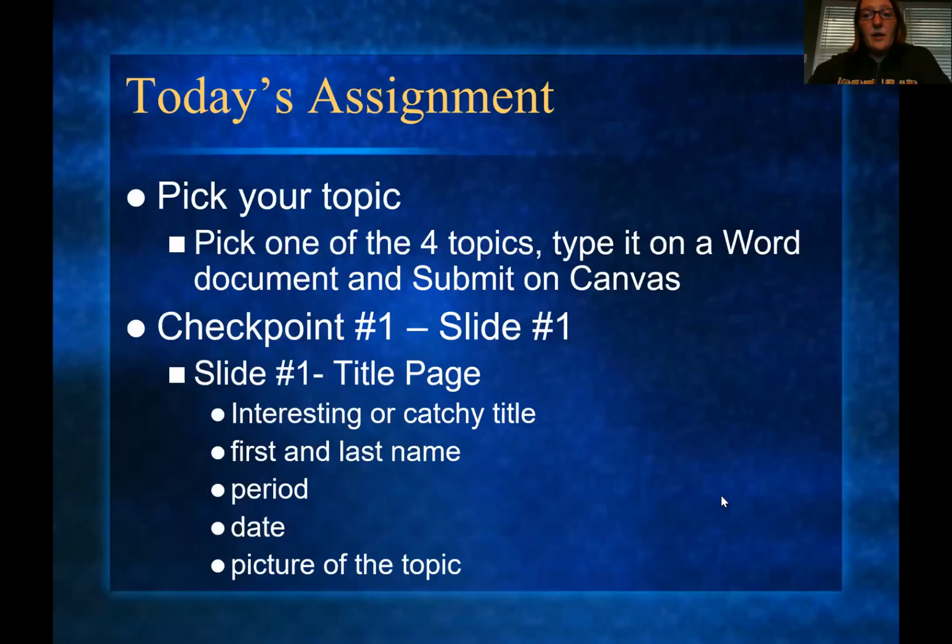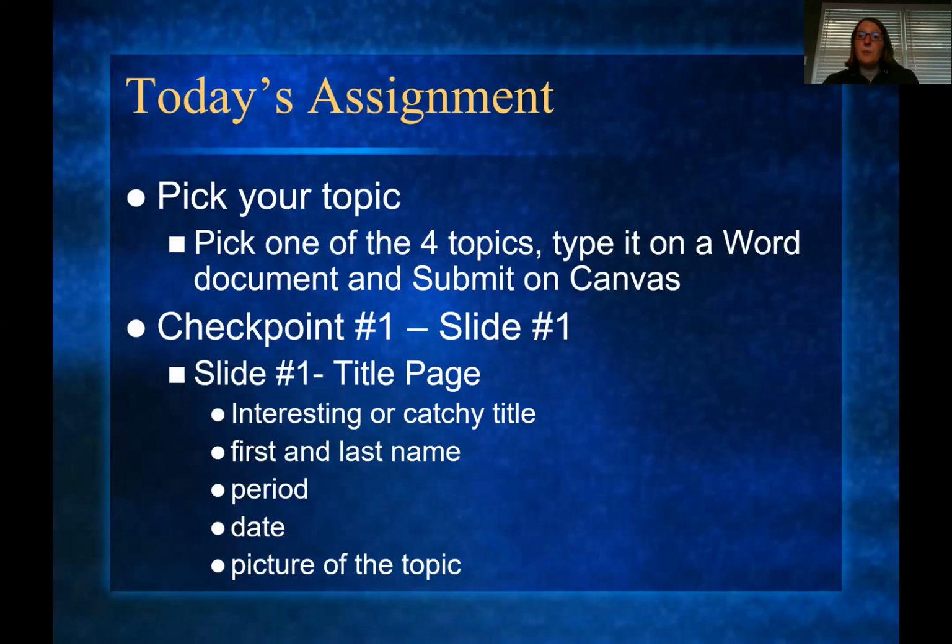All right, so your first checkpoint. First of all, you need to pick your topic. So from those 4 topics that were mentioned previously, look at the paper: Introduction to Climate Change, Greenhouse Effect, how are humans affecting greenhouse gases, and then how is greenhouse effect affecting the people and environment. Pick one of those that you want to focus on, and you need to submit that to me. So you need to pick one of those topics, type it on a Word document, and submit it on Canvas.